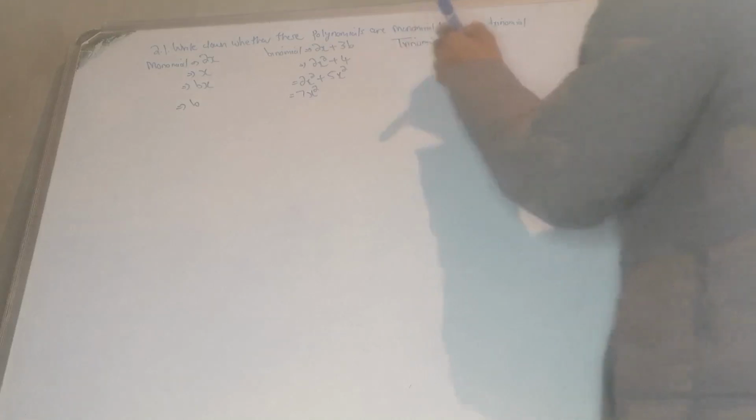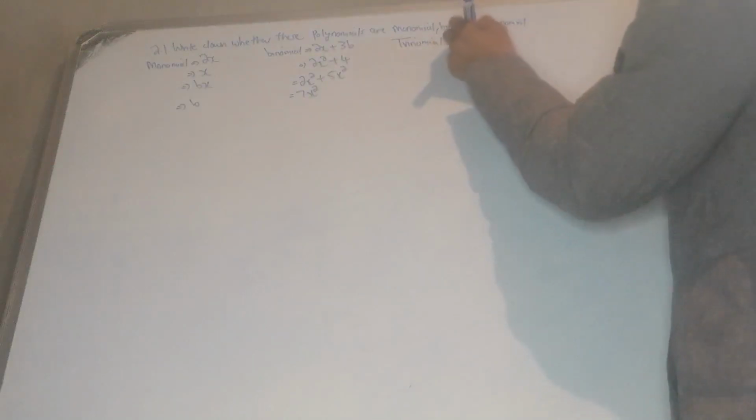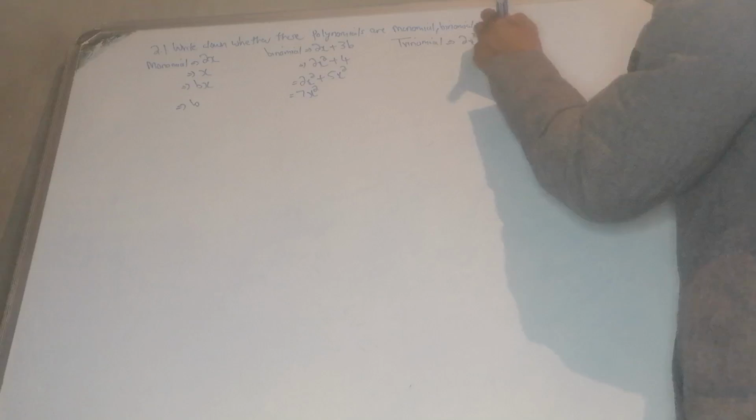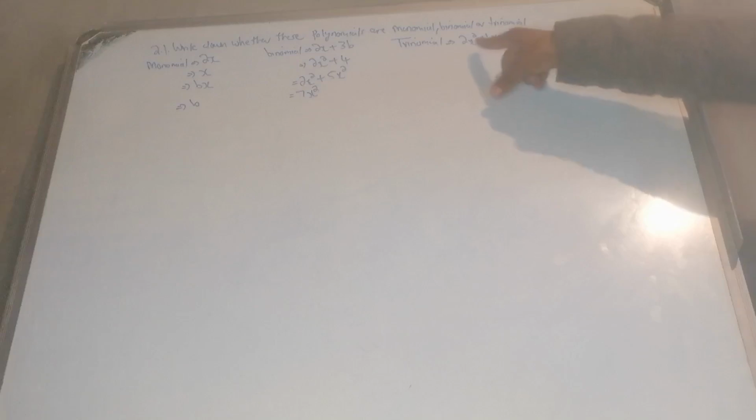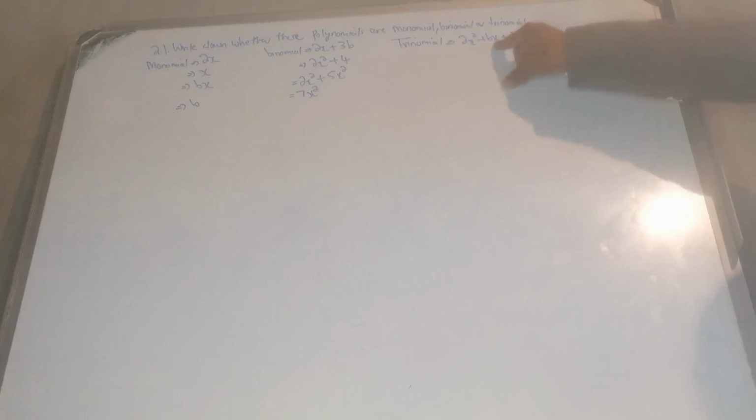A trinomial consists of three terms. Like 2x squared plus bx plus 5. What is this? It is a trinomial. I cannot add this with this. I cannot add this with that. So because of this, you cannot simplify this further and there are three terms. We call this a trinomial.